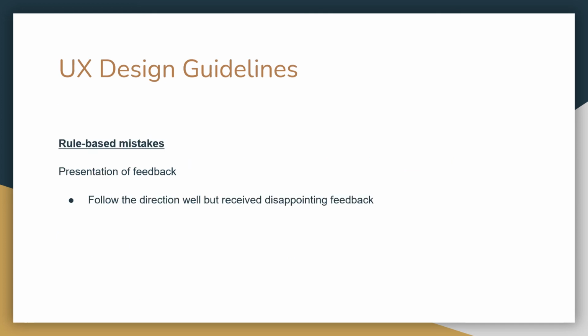The last one is rule-based mistake. The UX design guideline is presentation of feedback. The user follows the direction well but receives disappointing feedback when he finds out the restaurant is not yet open for business. The direction given by the directory is correct, but the fact that the restaurant is not yet open slipped the mind of the user.